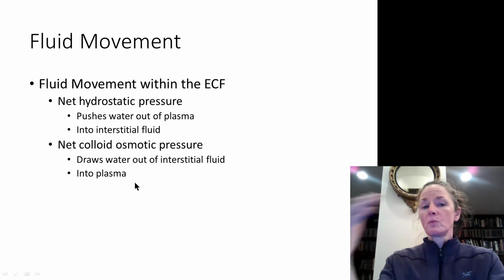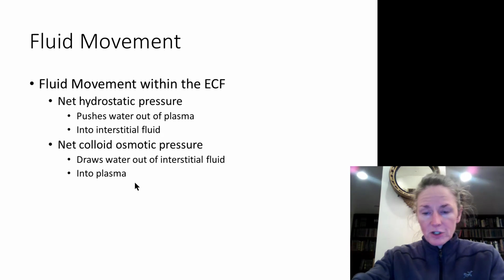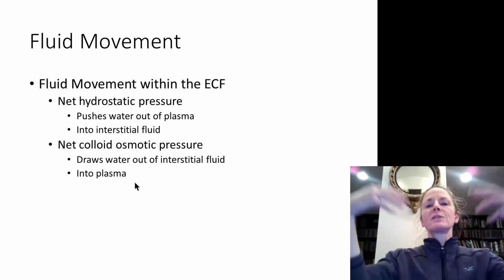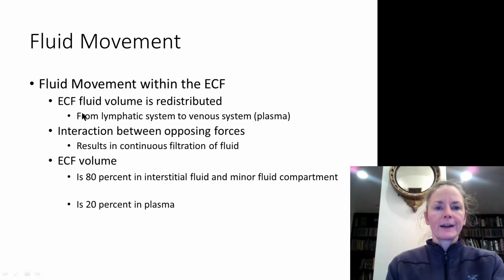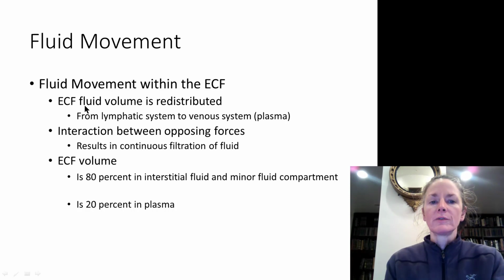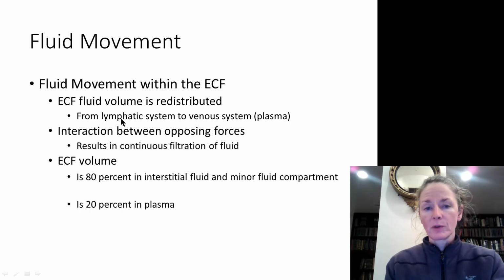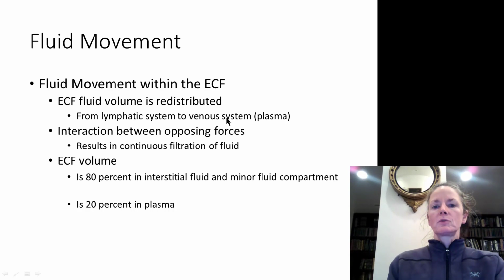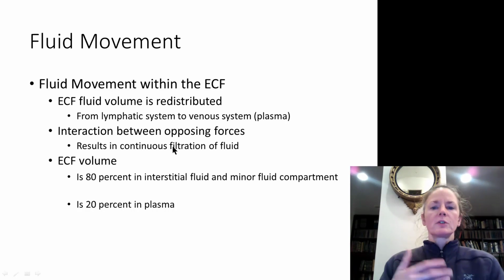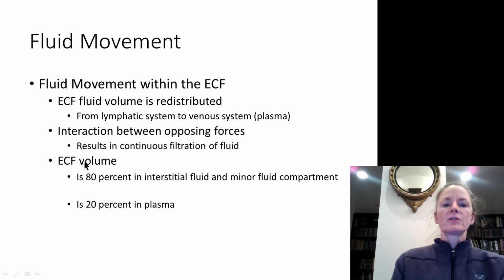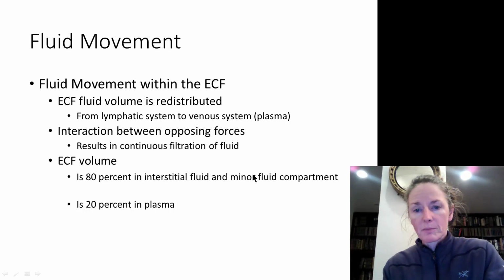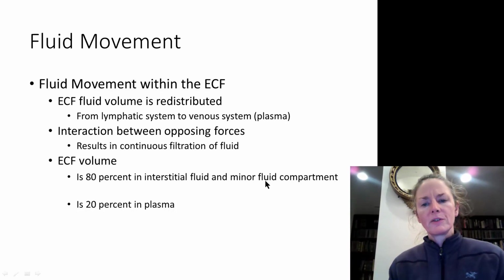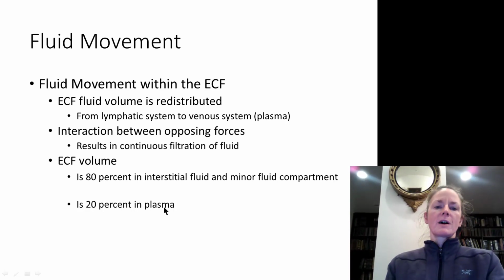Now, as you recall, we lose more fluid into the interstitium than we pull back into the plasma, but eventually that fluid does get returned into venous circulation via the lymphatic system. All right, so when we have the extracellular fluid volume being redistributed, that is, as we've said, once again, from the lymphatic system to the venous system, so back to the plasma. And so we basically have this continuous fluid filtration, as we know. So the extracellular fluid volume is 80% in the interstitial fluid in the minor fluid compartments. I kind of flip-flopped that back around in the previous part of the lecture. And 20% of it's in the plasma.